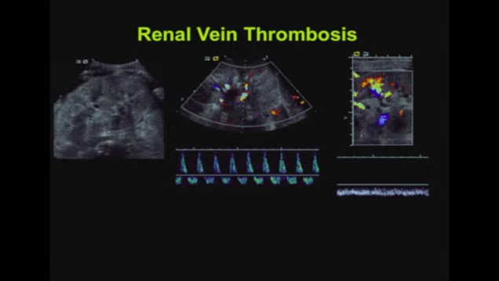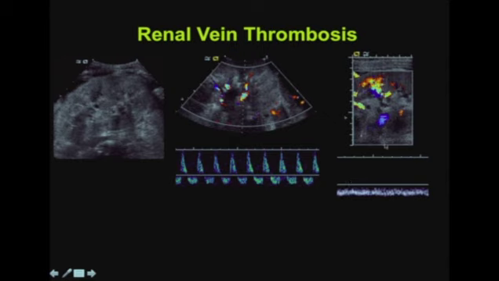Here is one example of a patient with renal vein thrombosis. The kidney is swollen. There's decreased corticomedullary differentiation. And you'll see in this patient there actually is some flow within the main renal vein. It may be a bit dampened, but it's still there.